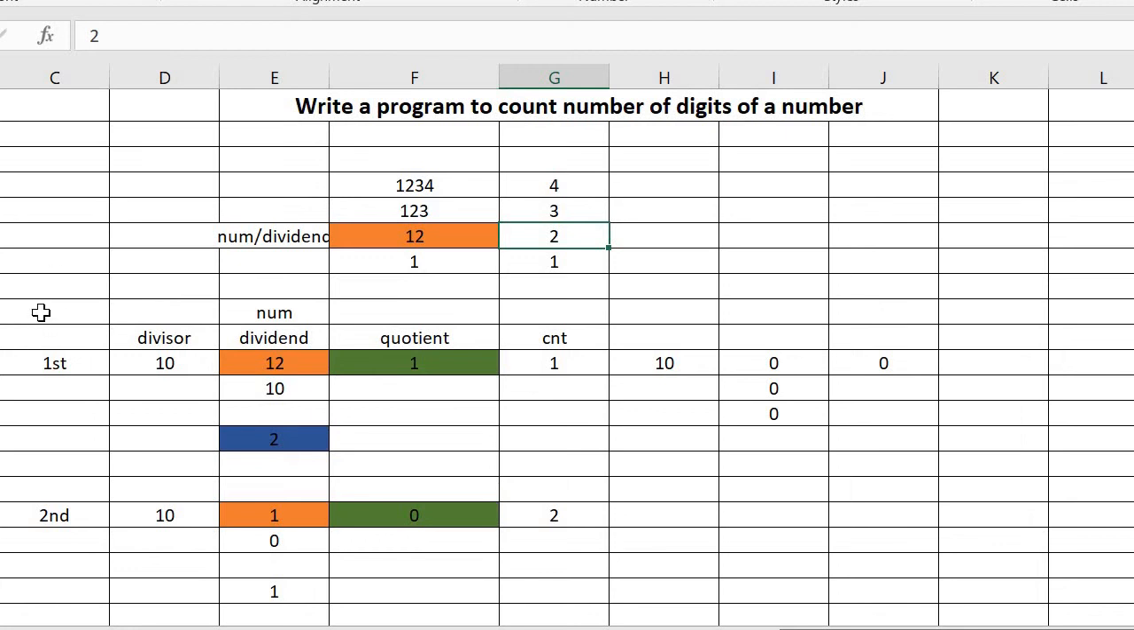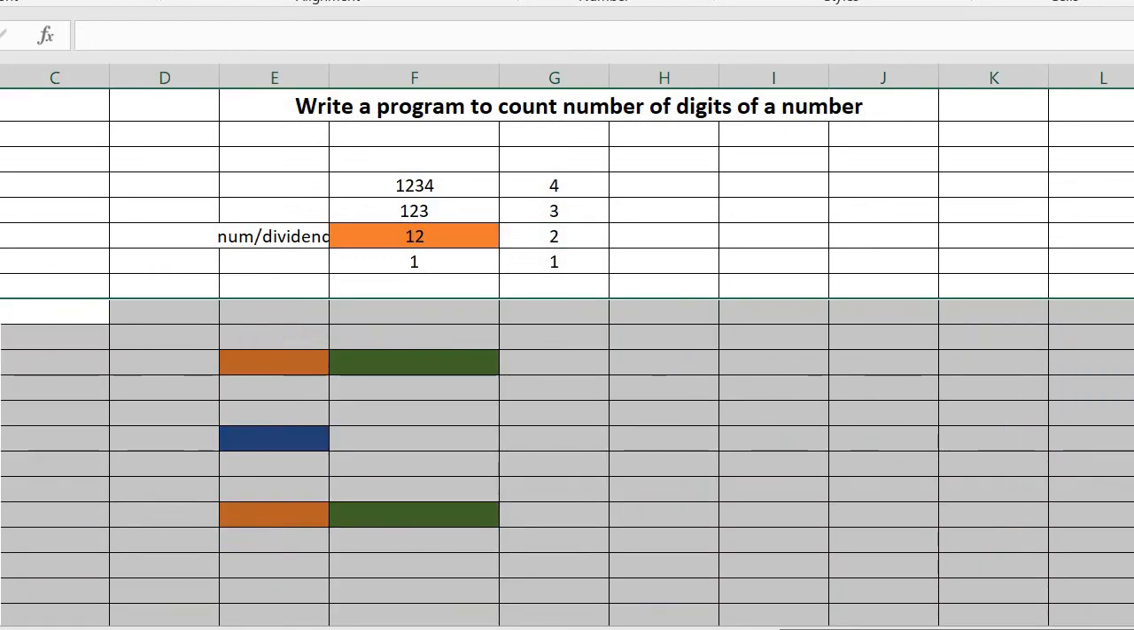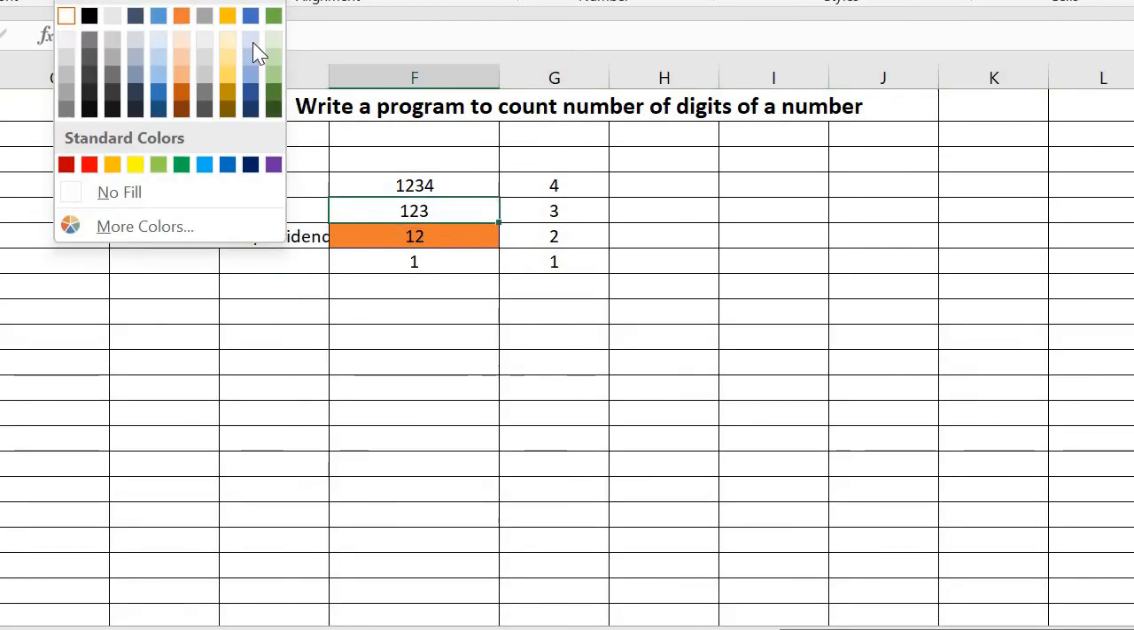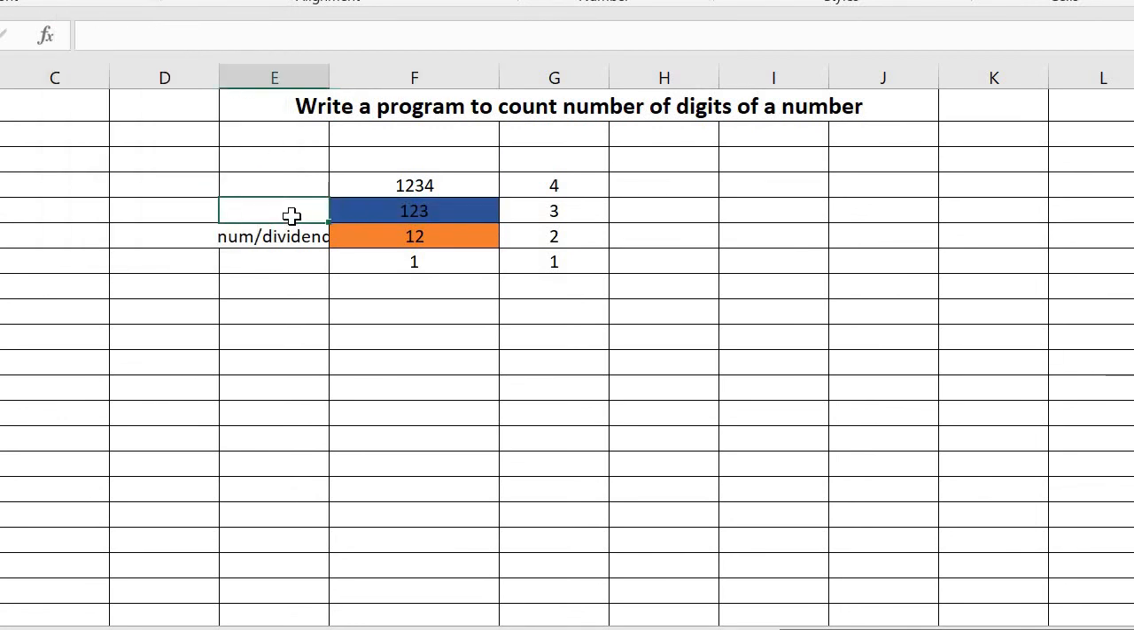I will take another example so that it is very clear for you guys. This time I will take the number 123. So 123 here is the number, or dividend. In the very first iteration, I will take this number as 123 and divide it by 10. 10 ones are 10, and the remainder I have got is 3. Then this quotient, 12, becomes my number, that is my dividend.